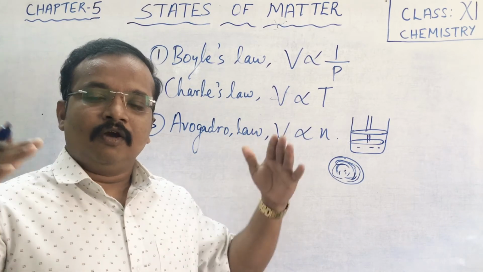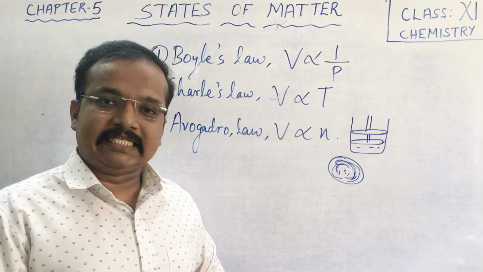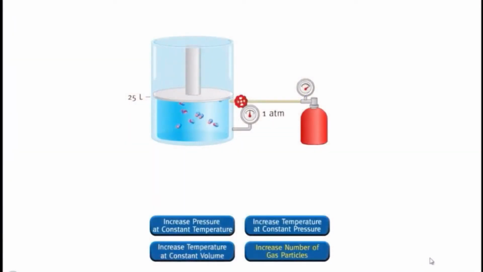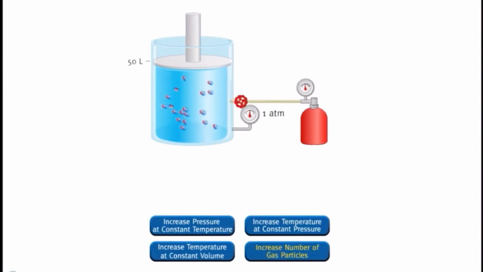Whenever the volume of a given mass of substance increases, the number of moles of the substance also increases, isn't it? Gas particles are entering the container. As the number of particles, or equivalently the moles of gas, increases, the volume that the gas occupies increases. In other words, volume is directly proportional to the number of moles of gas.